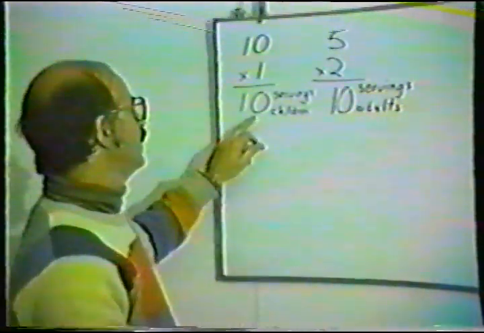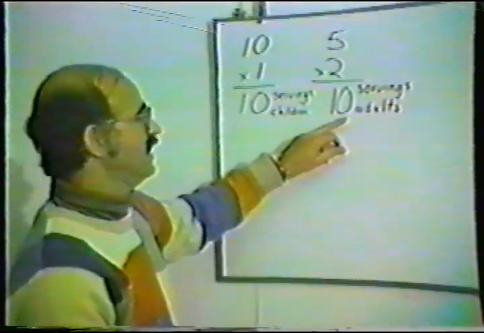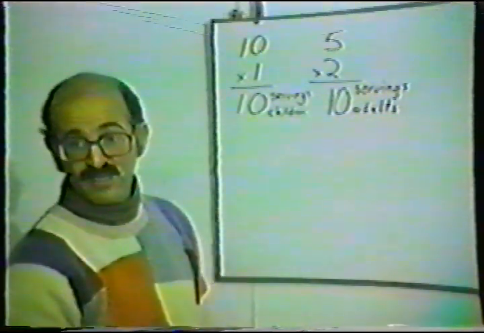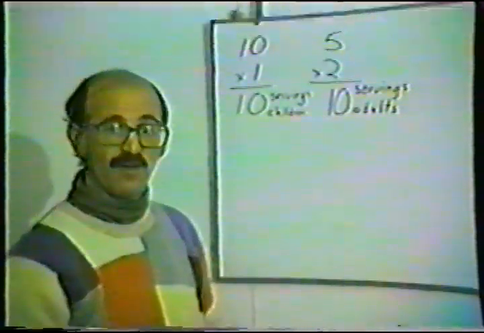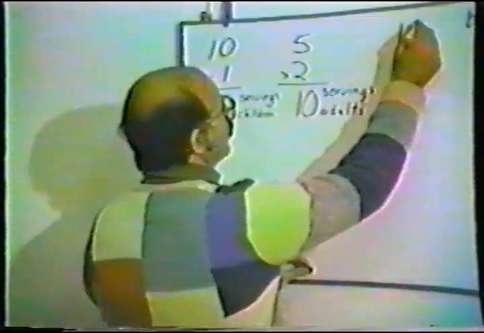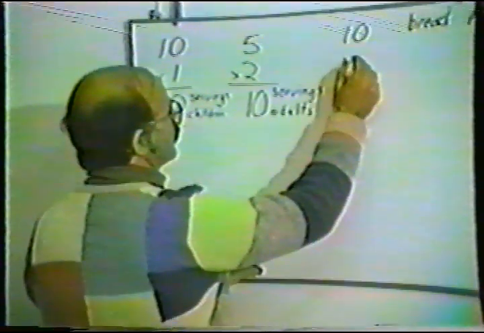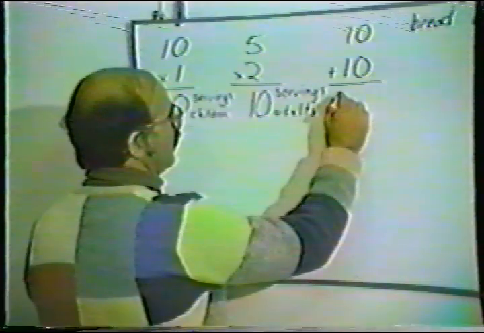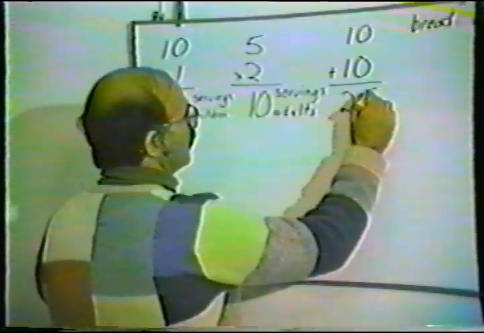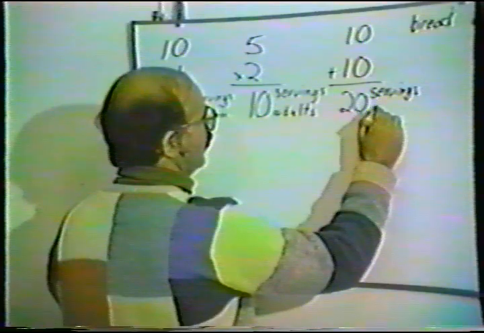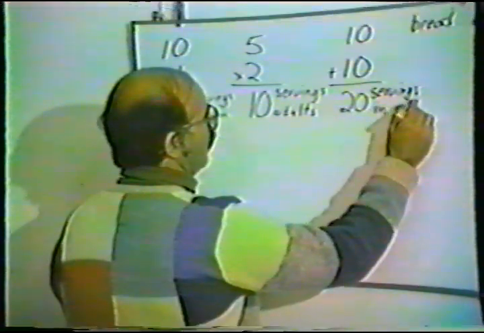Well, we have 10 servings for children and 10 servings for adults. We can now put that together to find out how many servings in all. And what do we do with these two numbers? Add. 10 plus 10 is 20 servings in all.